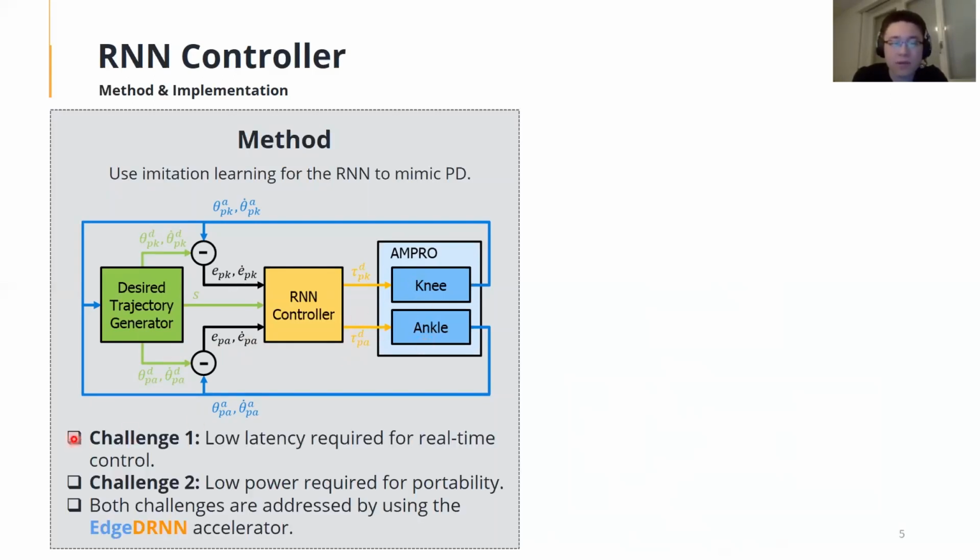So in this project, there are two main challenges. The first one is that we need low latency for real-time control, and the second one is that we need low power required for portability. So both challenges are addressed by using the EdgeDRNN Accelerator.